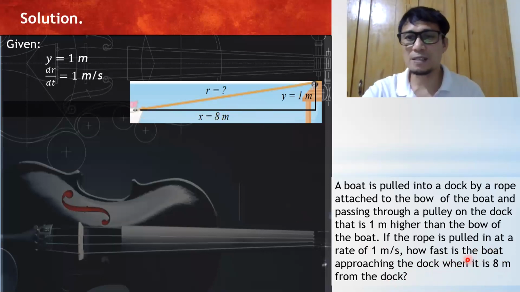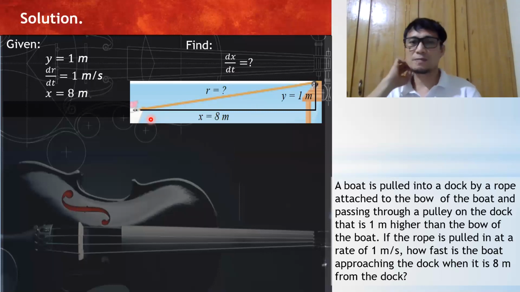And when it says how fast is the boat approaching the dock, that's what we're looking for. That refers to the change of what quantity with respect to time? The change of your x with respect to time. So we have here dx/dt when it is 8 meters from the dock, meaning your starting distance is 8 meters. So that's another given, okay, 8 meters.